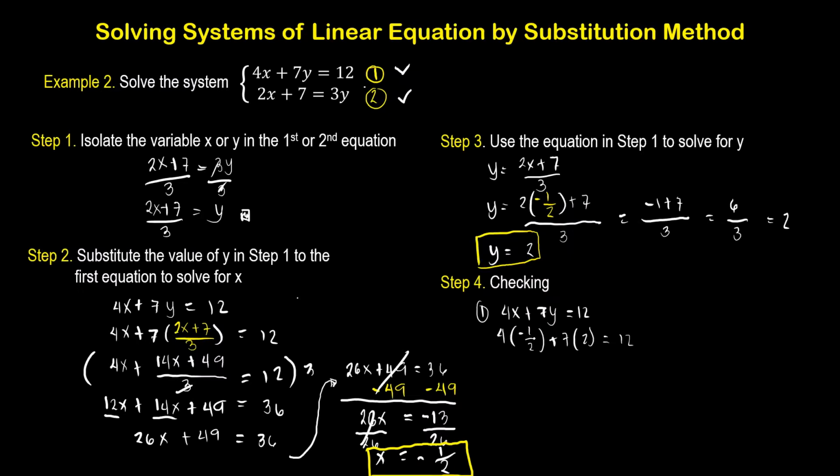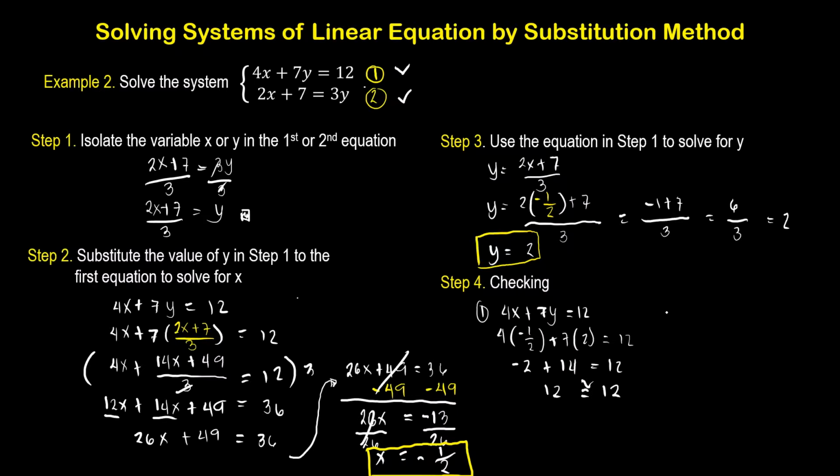So here, 4 times negative 1/2 is just equal to negative 2. Then plus 7 times 2 is equal to 14. So we can see that negative 2 plus 14 is just equal to 12, which is equal to the right side, which is also 12. So therefore, it satisfies the first equation.